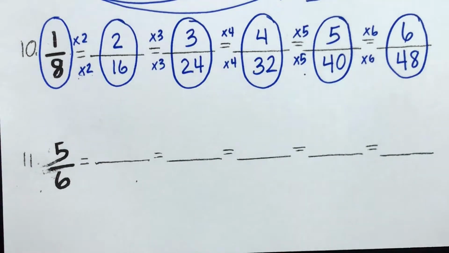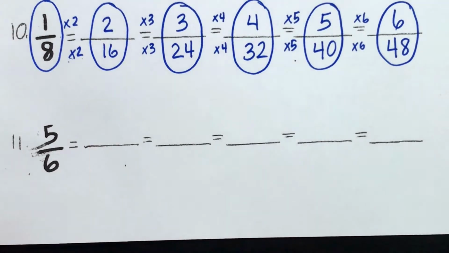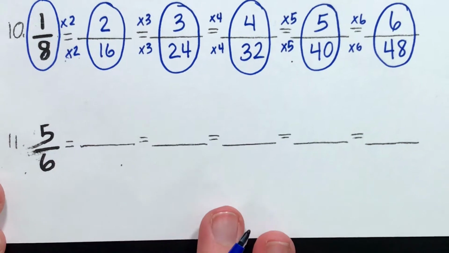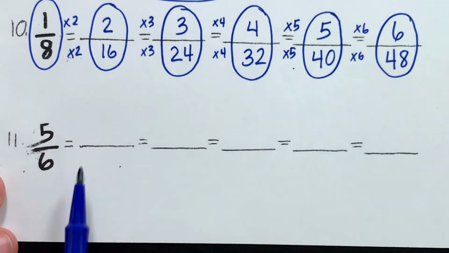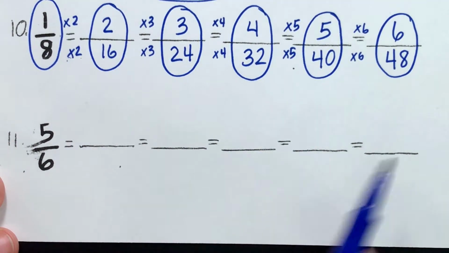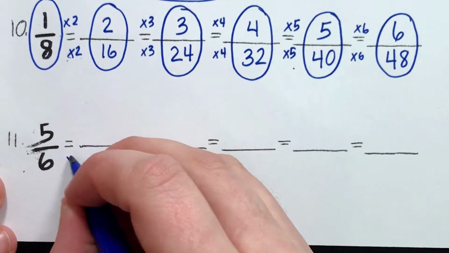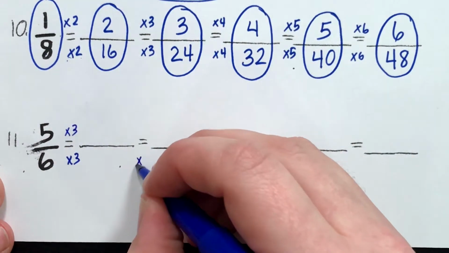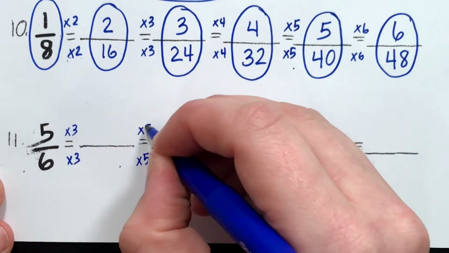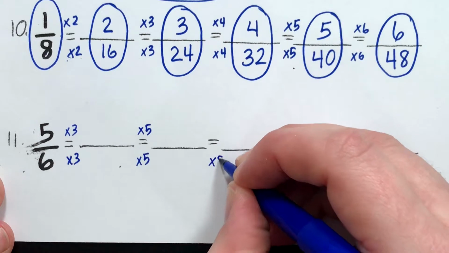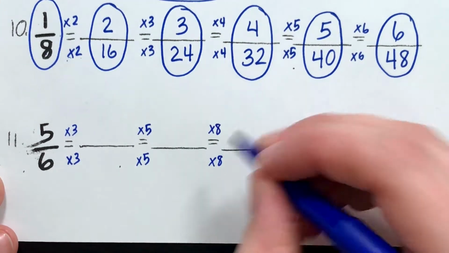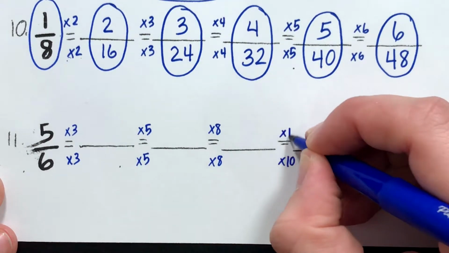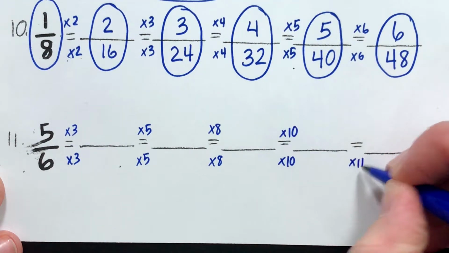All right, so let's look down here at the last one, number 11, 5/6. This time I'm going to show you what I mean by being able to use any numbers that you want. So you may have gone with 2, 3, 4, 5, 6, but I'm going to change it up this time. I'm going to have this times 3. I'm going to do this one, let's go with 5. Here, I'll do 8. Remember, as long as both sides are multiplied by the same number, that's all that matters. I'll go times 10 there and 11 here.